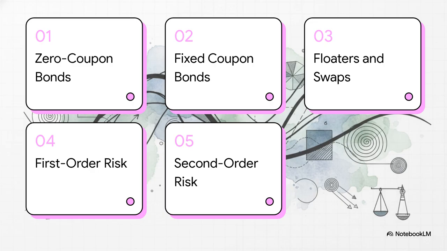Okay, let's dive into this. Here is our roadmap. 1. Zero coupon bonds. 2. Fixed coupon bonds. 3. Floaters and swaps. 4. First-order risk. And 5. Second-order risk.